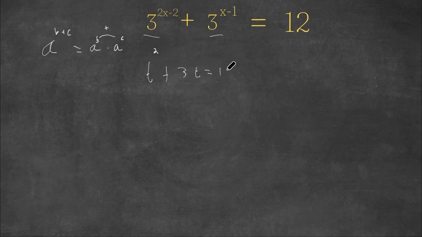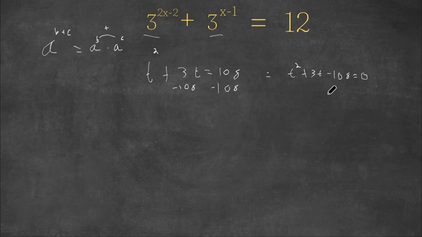And now we're going to subtract 108 on both sides. So this would give us t squared plus 3t minus 108 equals 0. And now, as you can see, we have a quadratic equation.